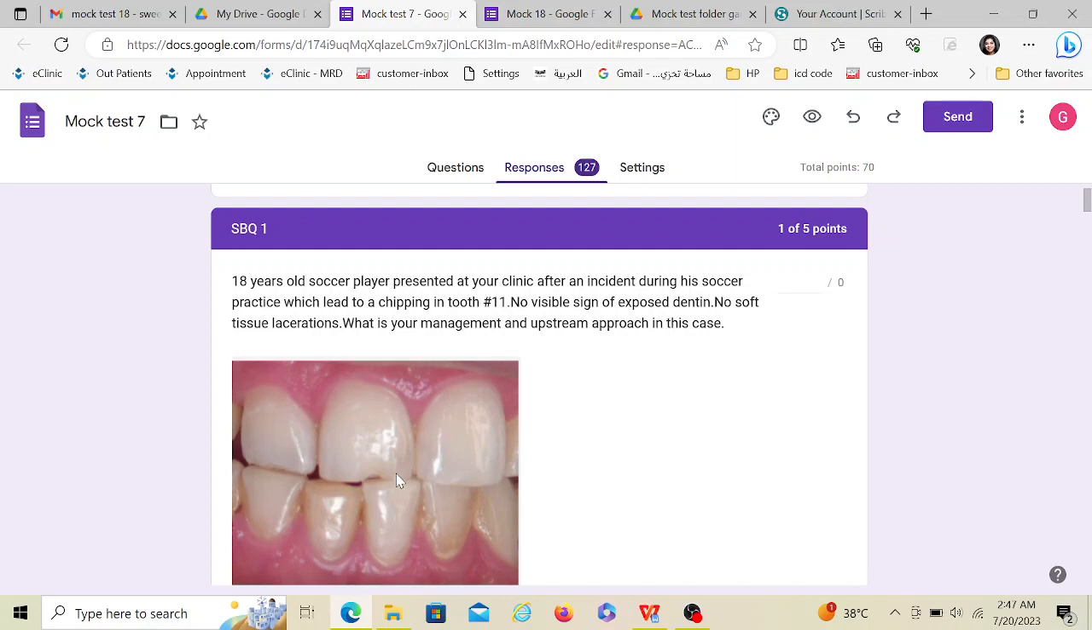No visible sign of exposed dentine is present, so the question also mentions that. No soft tissue lacerations are present, which means the question is telling you that apparently you have done the clinical examination and there are no soft tissue lacerations and no visible dentine. So what is your management and upstream approach in this case?